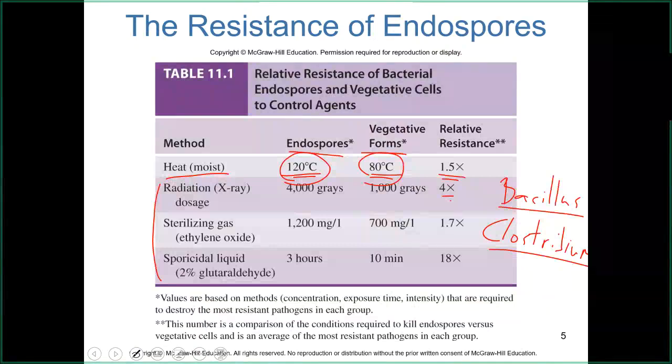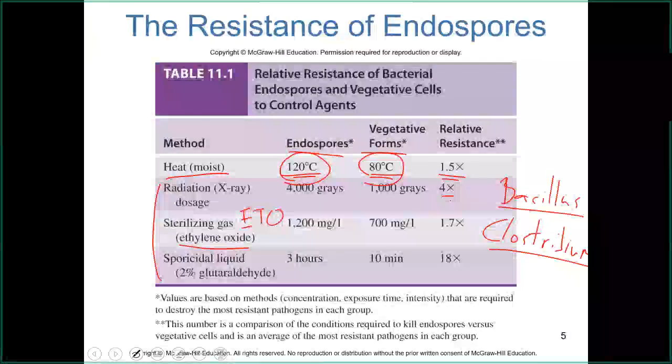And sterilizing gases, you can come up with a device that creates a gas of things that are toxic to bacteria and more or less flood them with that. And you can see ethylene oxide, also known as ETO, was the substance used here. And again, endospores are more resistant to that than the vegetative forms.